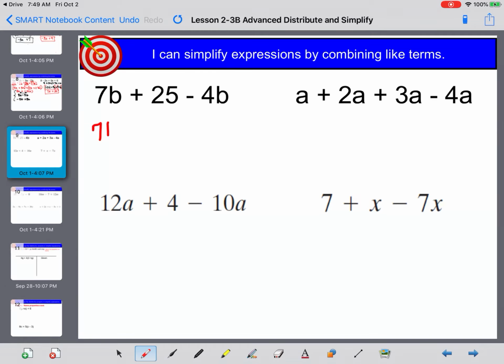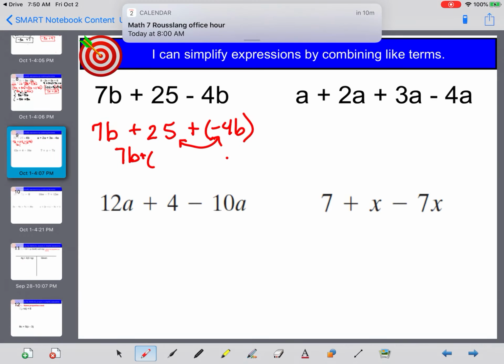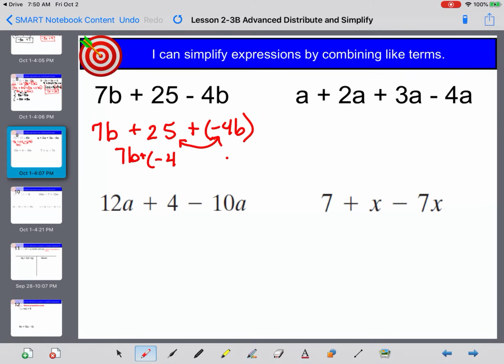You should have gotten 7b. Whoops, let me change this to addition first. Plus 25 plus negative 4b. Then I'm going to switch the order. 7b plus negative 4b plus 25. When I use the associative property to group the b's together, 3b plus 25, and that's my answer.